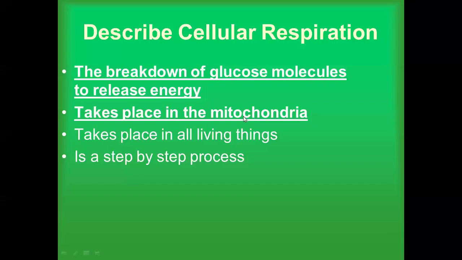This takes place in mitochondria, okay? This happens in all living things because remember that both plants and animals have mitochondria. So the glucose goes in plants, the glucose goes from the chloroplast and into the mitochondria, and that's how the plant can use it right away.